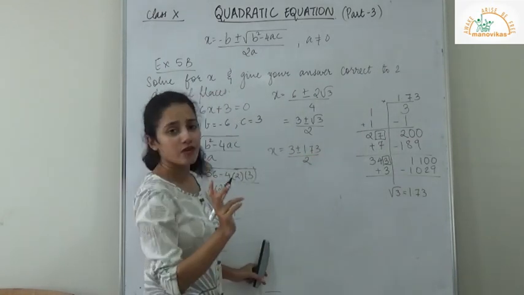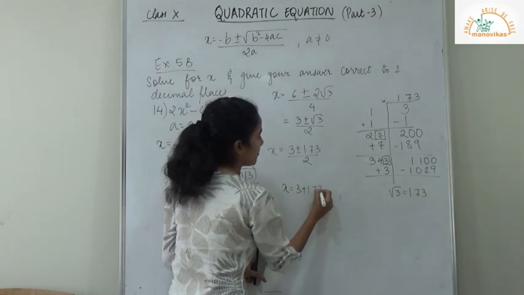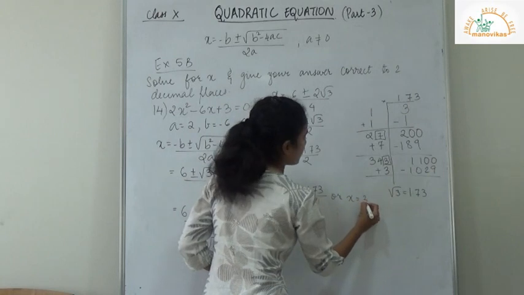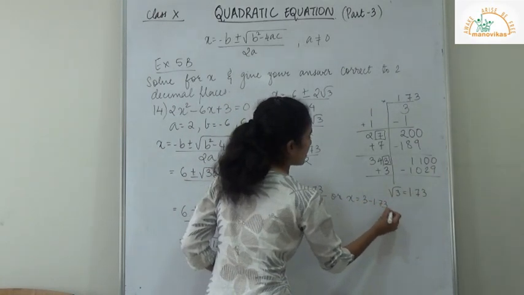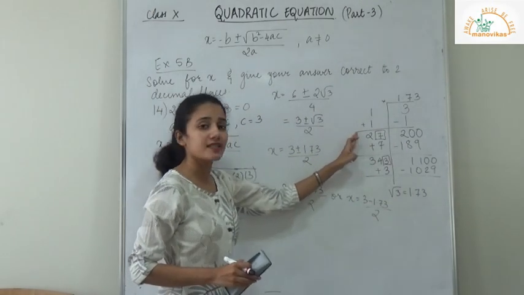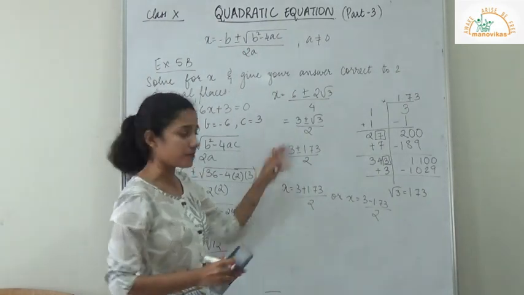From here I get 2 values of x. So x is equal to (3 plus 1.73) divided by 2, or x is equal to (3 minus 1.73) divided by 2. For examinations, make sure that you write this in the rough column, but this is to be shown next to this problem itself.